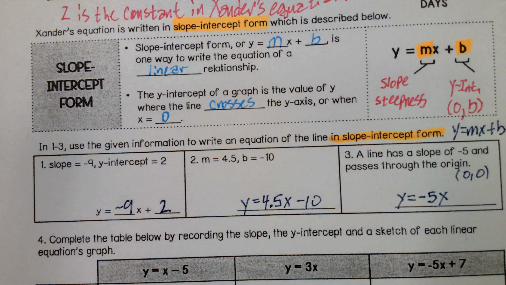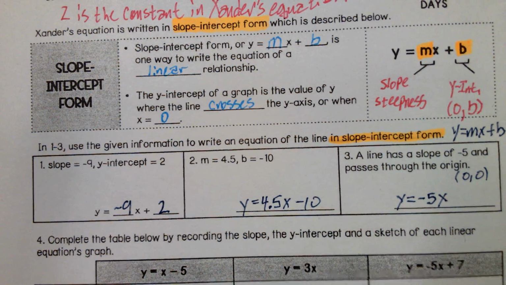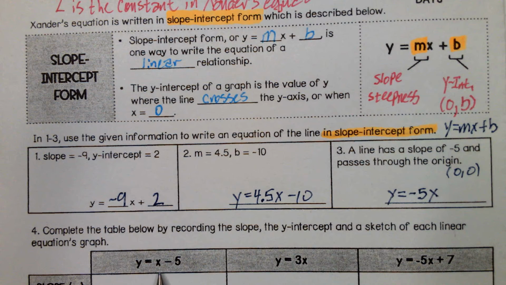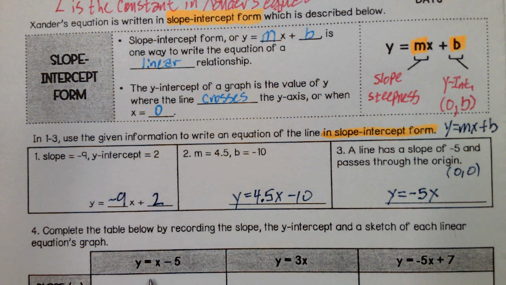So let's go ahead and try reading the information when we see an equation in this format. This time we want the slope and the y-intercept, and we want to draw a quick interpretation of what the graph of the line might look like. So that's what we're going to do for number 4. Look at our equation, y equals x minus 5.